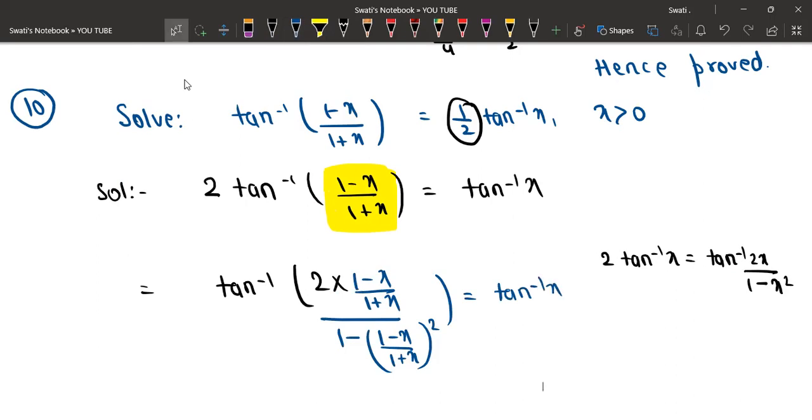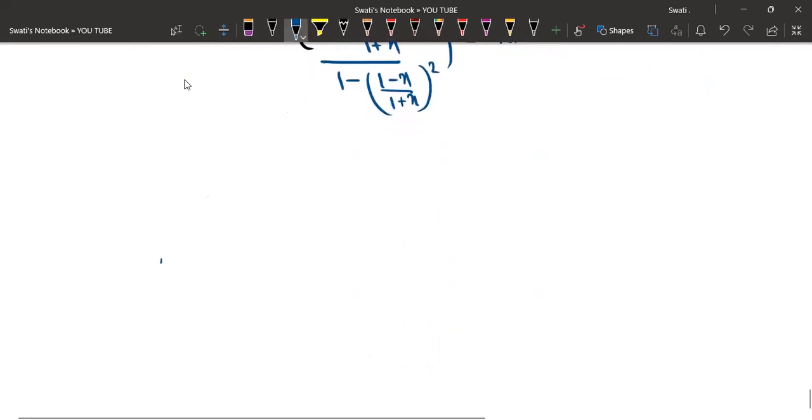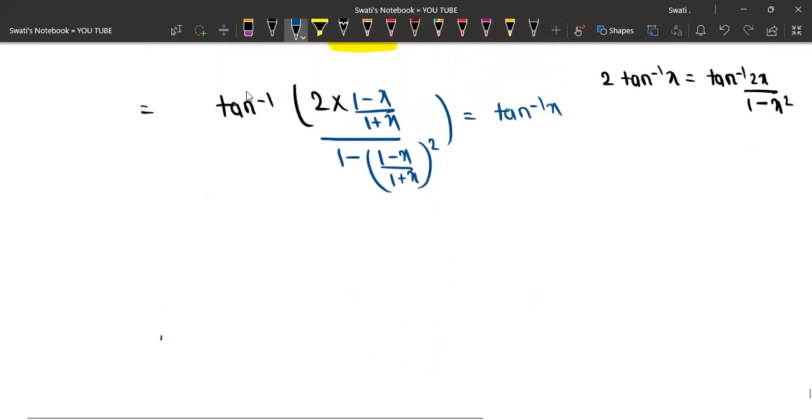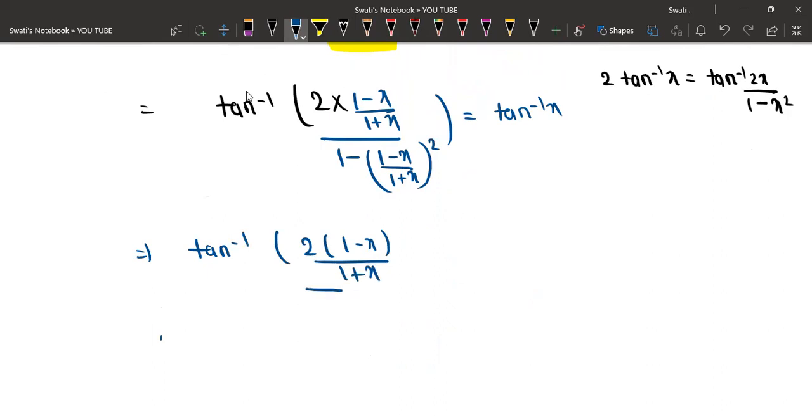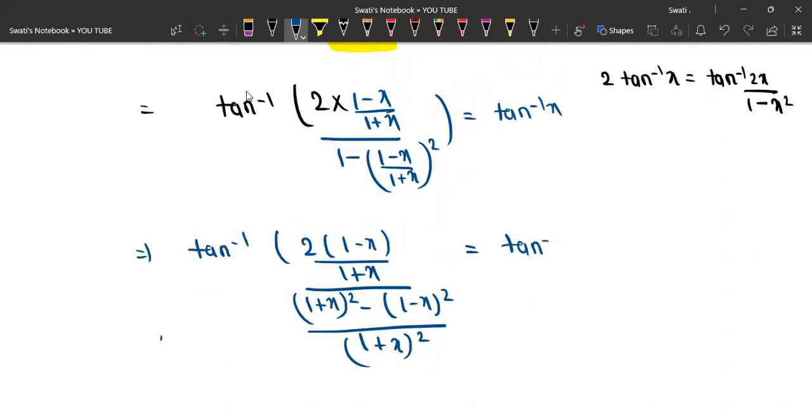Now this we can write down as, if you simplify this, it will become, okay, 1 second. Yes, so this will simply become tan inverse 2 times 1 minus x, right? And then we have 1 plus x, and in the denominator we have, if you simplify this, it will become 1 plus x whole square after taking LCM, and then minus 1 minus x square as it is, and then upon 1 plus x whole square as it is, right? Equals tan inverse x as it is.